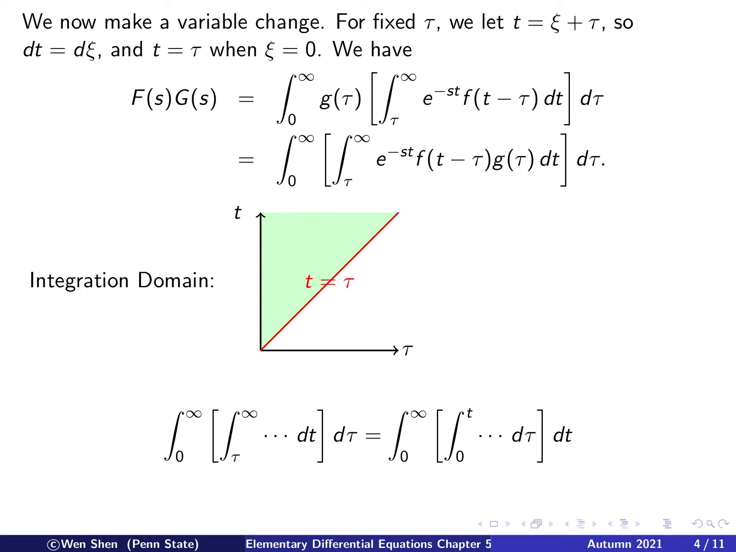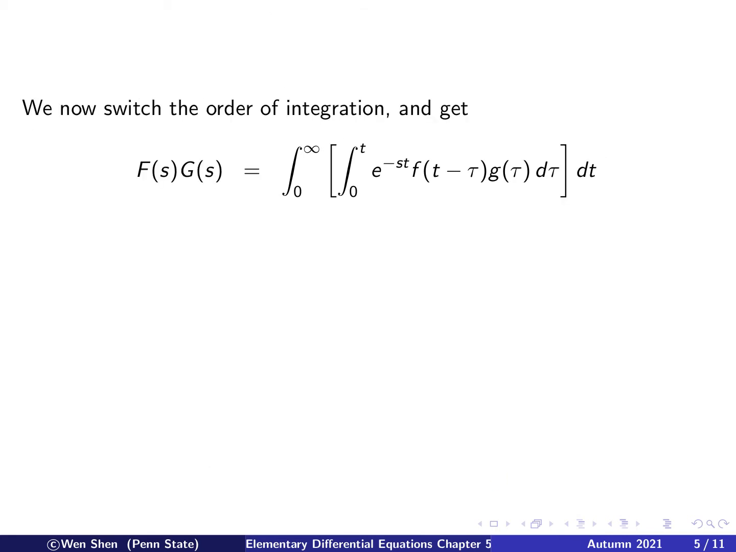Therefore, we have this change of order of integration. This integral here from 0 to infinity d tau, and then tau to infinity dt, is the same as 0 to infinity dt, and from 0 to t d tau, because we can see from this graph that it's the same integration domain for both double integrals. Now let's switch this order of integration and we can write the following. The right-hand side now, we just switched the order, and we still put the whole function here, we didn't touch it.